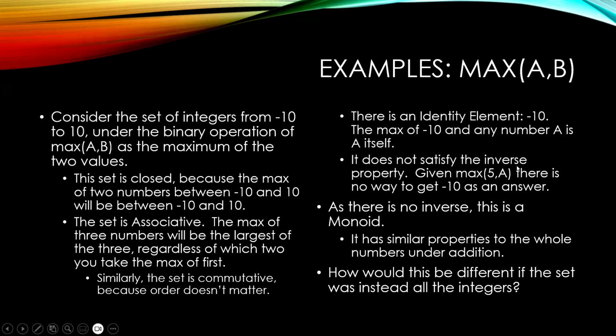What it does not satisfy is the inverse property. Given the max of 5 and a, there's no way that we can get it back to -10. The maximum would be at least 5, so we're stuck there. Since there's no inverse, this is a monoid. It has similar properties to the whole numbers under addition. And so how would this be different if the set was instead all the integers? Well, if instead of dealing with just integers from -10 to +10, we dealt with all of the integers, I don't think we would have an identity element anymore. Unless we choose -infinity as our identity element, but that might not work so well.